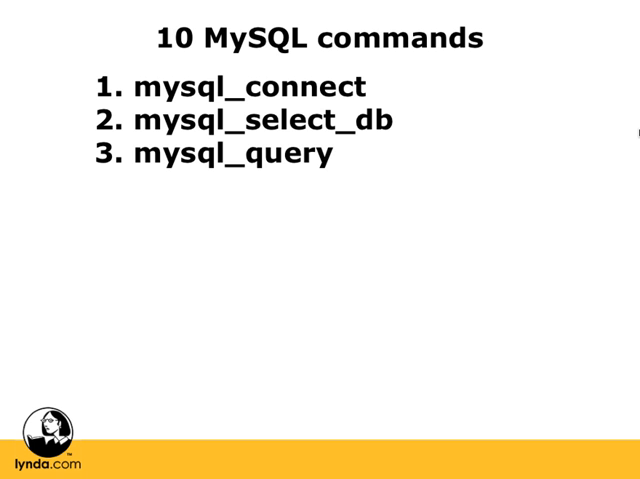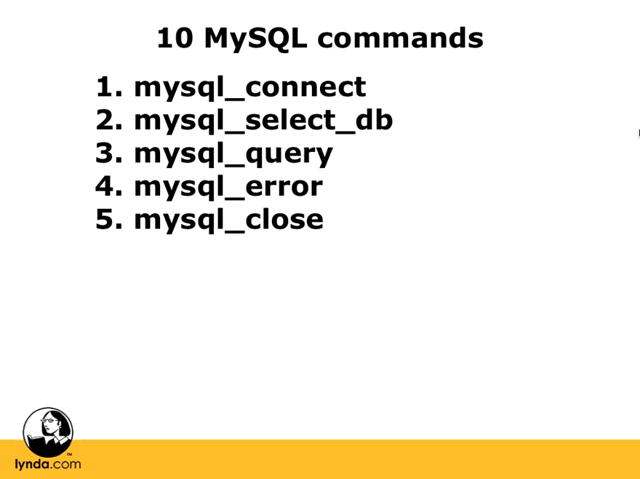And then we have MySQL query, probably the most common MySQL command that we're going to use. And MySQL error whenever things go wrong. MySQL close will go at the end of the process. And together, those make up the basic 5 ways of interacting with the database. But there are 5 more that are going to come up from time to time. We have MySQL fetch array when we want to pull information out of the query, and we're doing a read. We know how to do that.